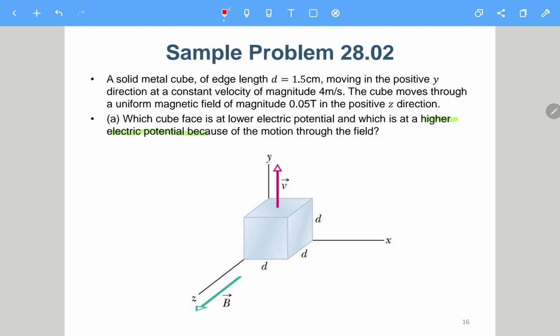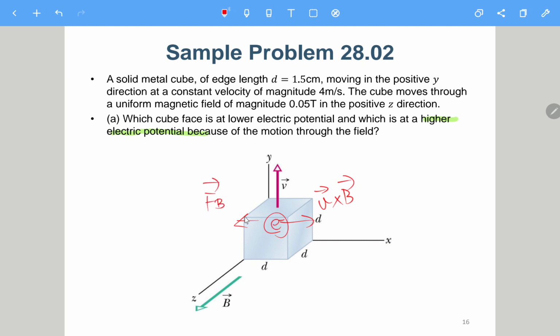Okay, so here, if we try to move this cube, there will be some electrons moving upward. This is a negative charge. So here, V cross B: V points to the y axis, and B points to the z axis. Y cross Z will be the positive x axis. So this is V cross B, and in that case, FB points in the opposite direction because this is a negative charge.